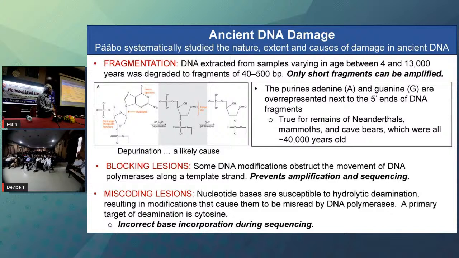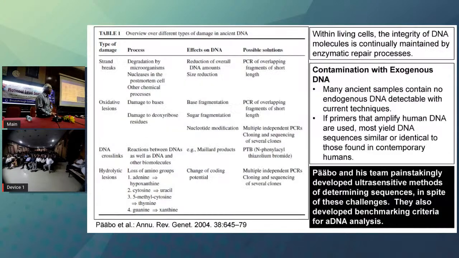Another major reason is miscoding. There is false incorporation of certain nucleotides during amplification, again because of chemical changes. So all of these problems had to be overcome before you could sequence the first Neanderthal DNA, and it's really, really an enormous task that he overcame. There's contamination with exogenous DNA, like I already mentioned. That the exogenous DNA is like the bacterial DNA and the fungal DNA, and you have to eliminate all of that. Otherwise, you would be only producing sequences of bacterial or fungal DNA. But that's really not what you want to do.